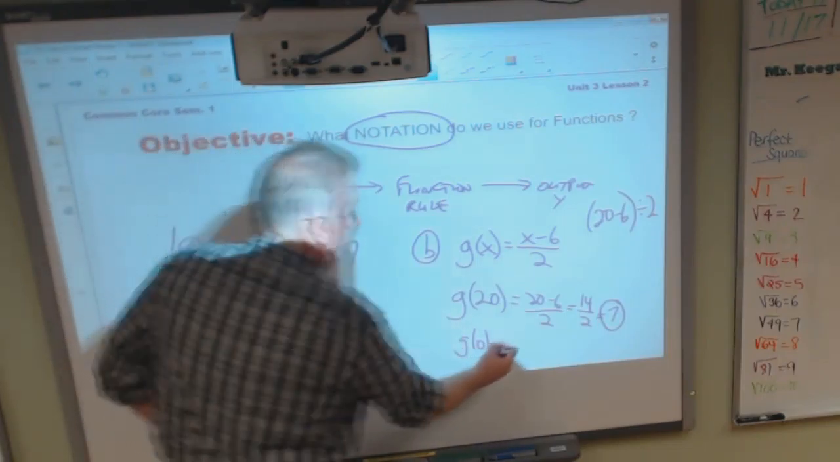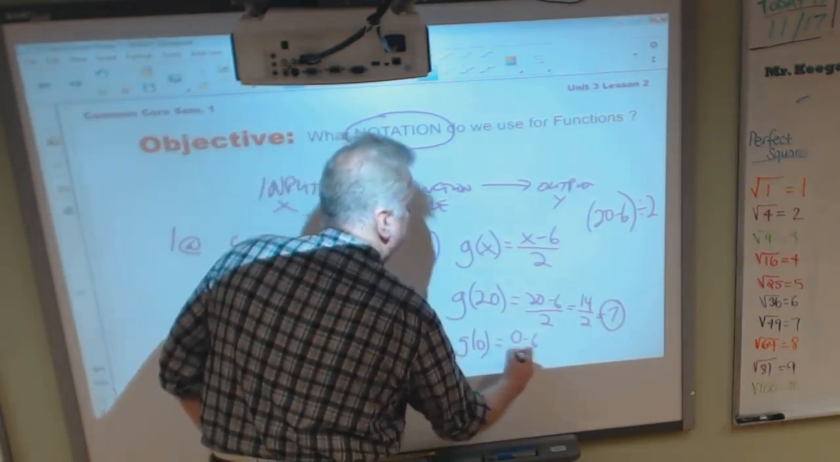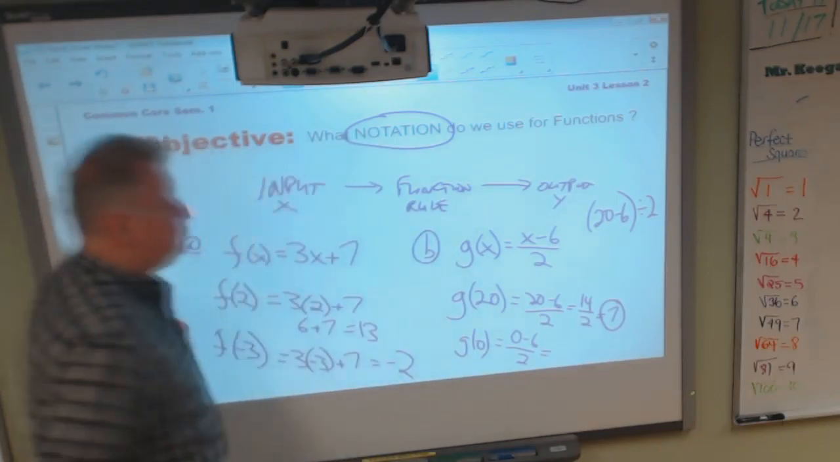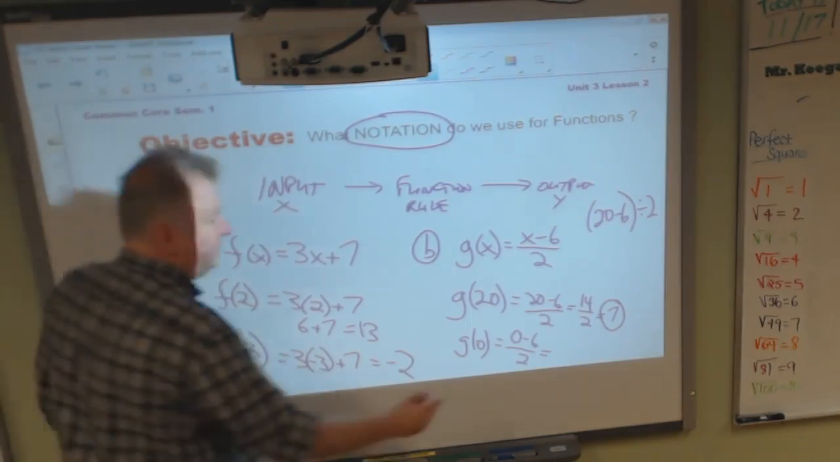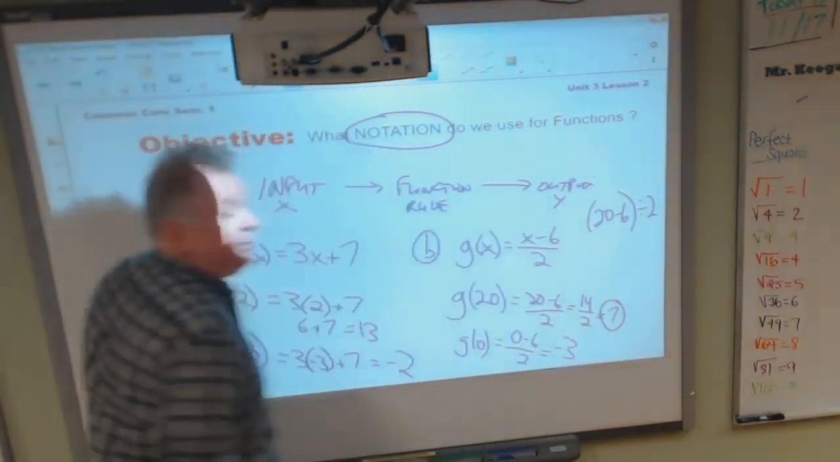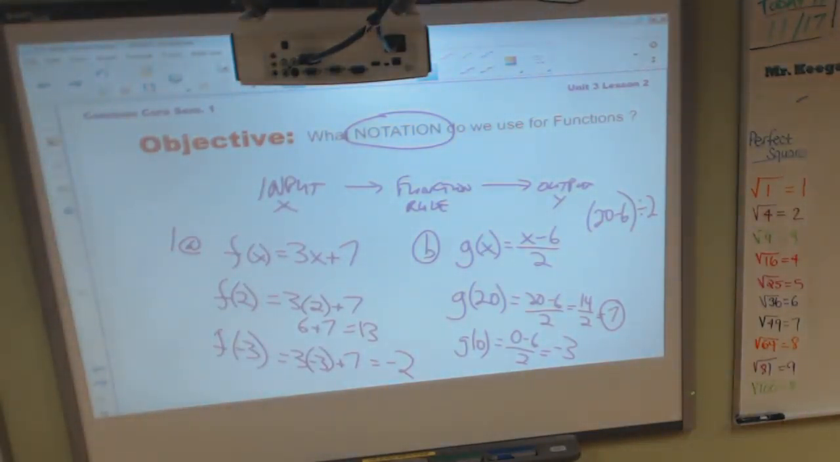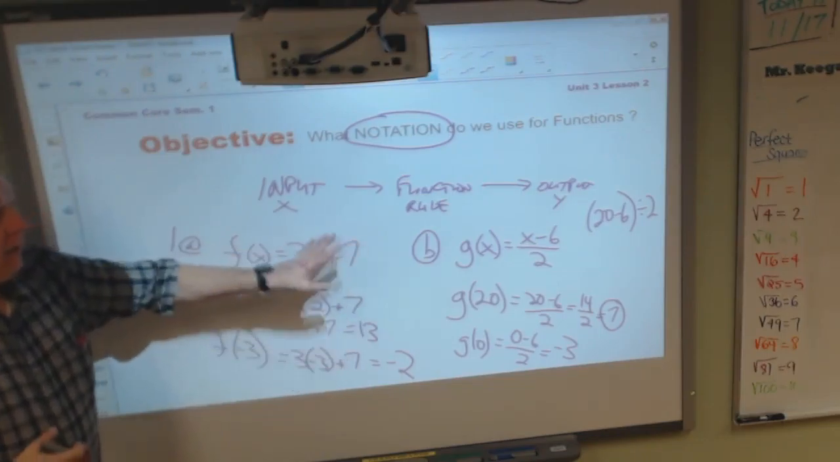You'll take your 0 minus 6. It's not 3. Negative 6 divided by 2 is negative 3. A 3 is not the same as a negative 3, right? Everybody got this?